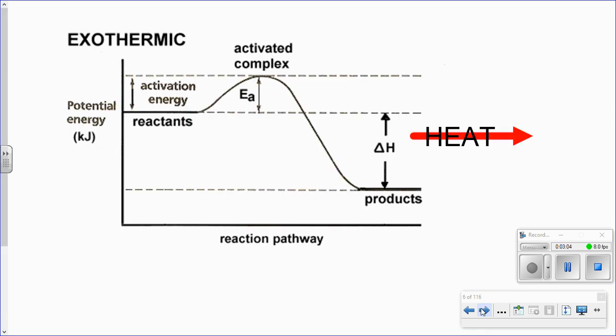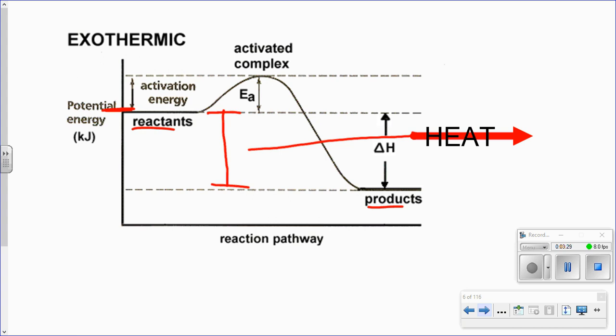This is what it looks like for an exothermic reaction. You'll notice you start off with reactants really high. These are reactants, these are your products. I call this a downhill process. And when we look at this, we notice that there is a net energy loss. This is the energy that goes here. So you'll see an energy loss in the form of heat. So this one feels hot.